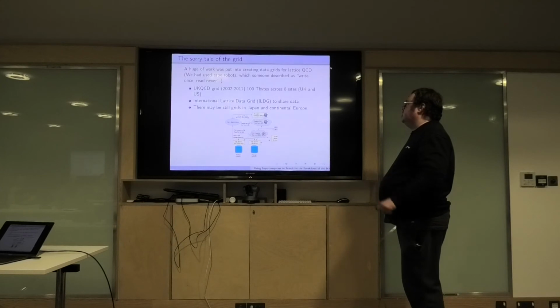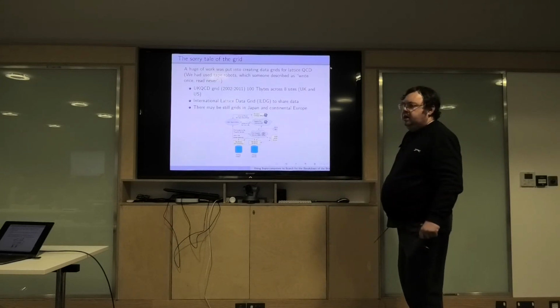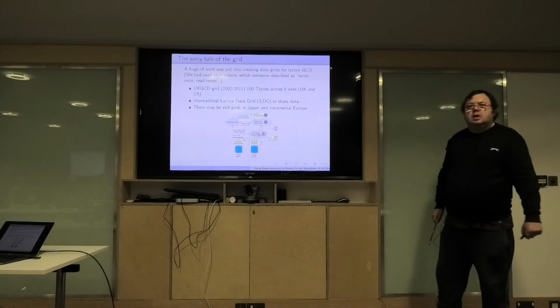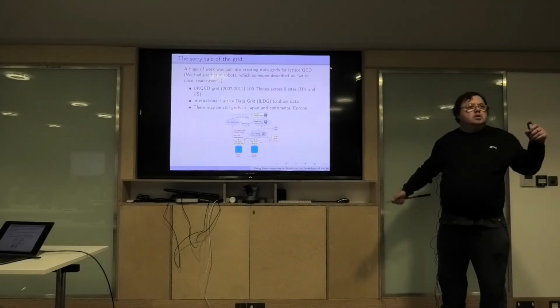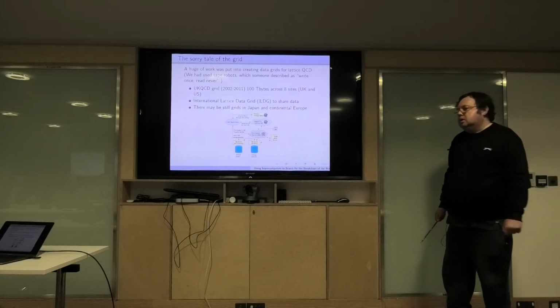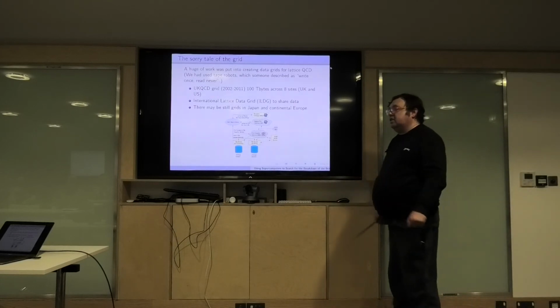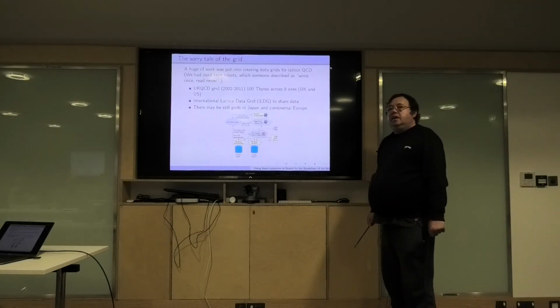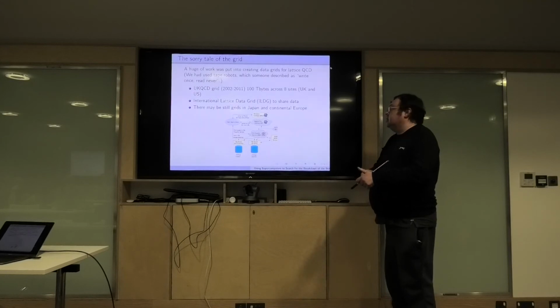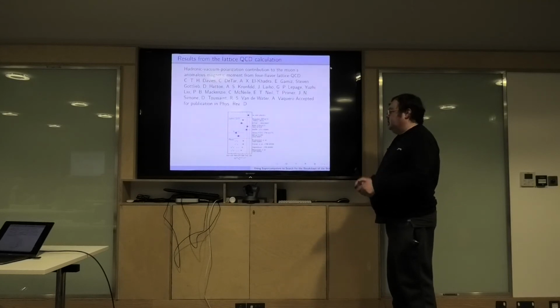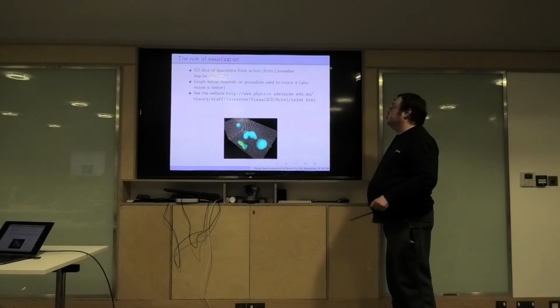There may be some grids still available in Japan and continental Europe. All this grid stuff disappeared into the cloud, and Globus sank away. In fact, I'm doing exactly the same thing I was doing 15 years ago: moving things around with secure shell, running jobs with batch scripts. So all that money, and nothing's changed. Okay, I might actually skip over the results for time.